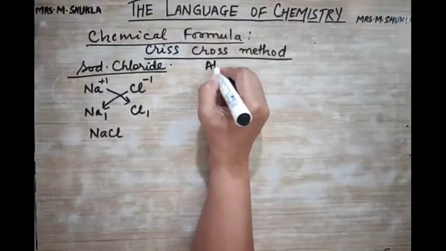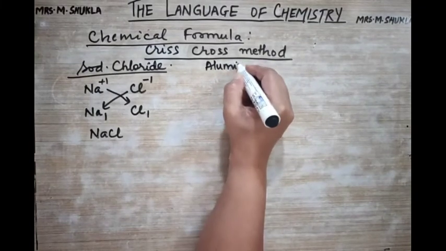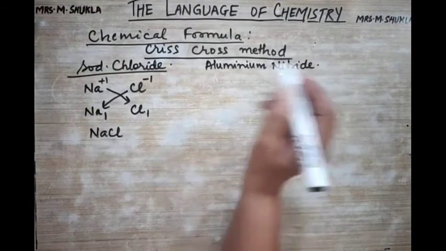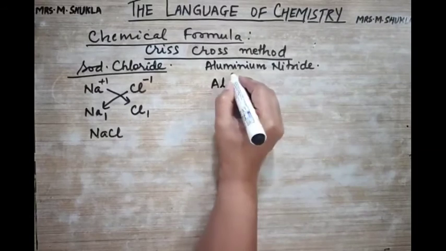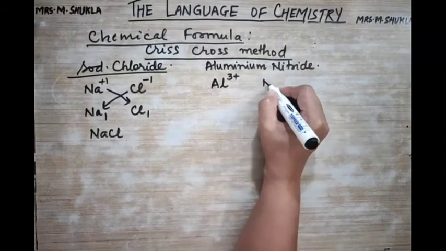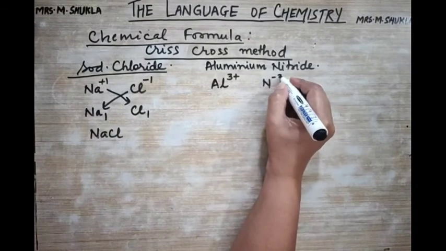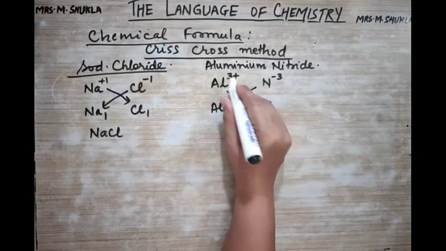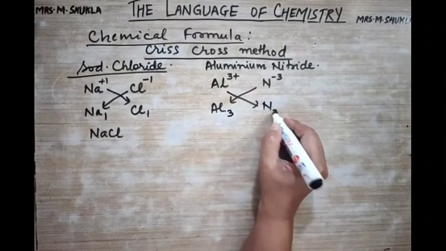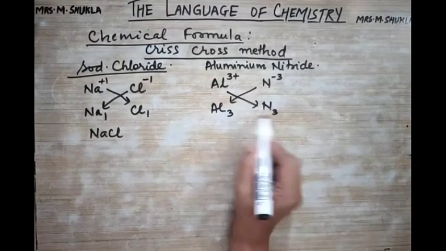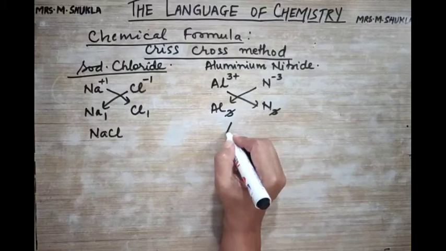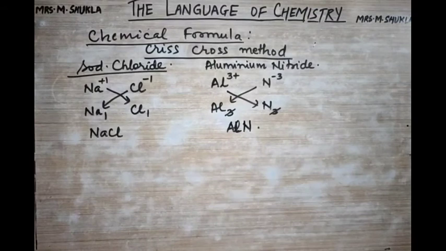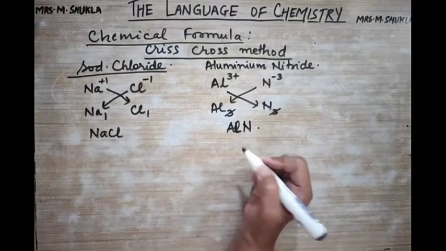Let's take another example. Aluminium nitride. Okay. Now, aluminium is Al. What is its valency? 3+. Nitride, N, valency 3-. Copy it down. Crisscross it without bringing the signs. 3 here, 3 here. Now 3 has a meaning, but because both have 3, they can be cancelled, and hence the chemical formula of aluminium nitride becomes AlN.